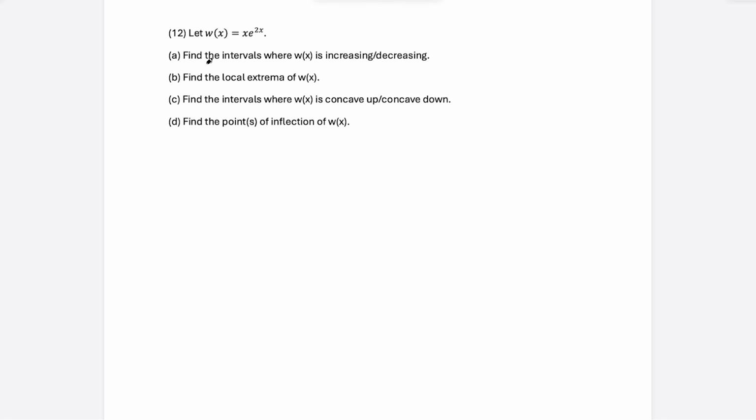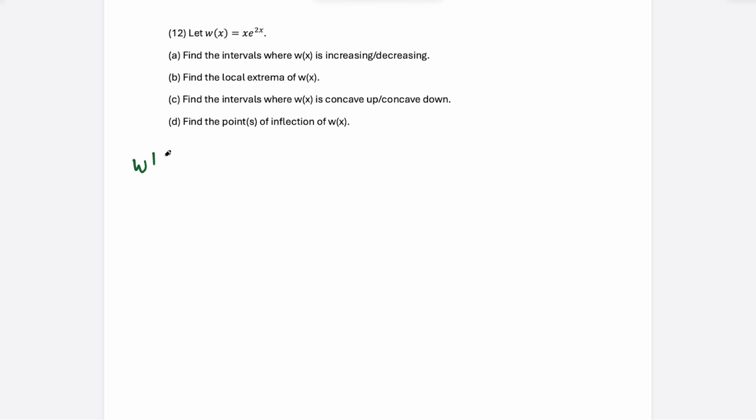Question 12, we have w of x, and we're going to find a few things. The intervals where w of x is increasing, decreasing. The local extrema of w of x, the intervals where w is concave up, concave down, and the point or points of inflection. So for this one, let's just go ahead and start taking derivatives.